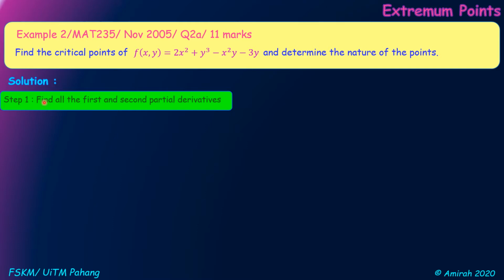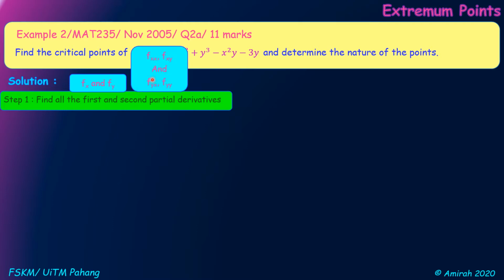To solve this question, the first step is to find all the first and second partial derivatives. We need to find fx and fy for the first partial derivatives, and fxx, fxy, fyx, and fyy for the second partial derivatives. To find fx and fy, we differentiate f equals 2x squared plus y cubed minus x squared y minus 3y.